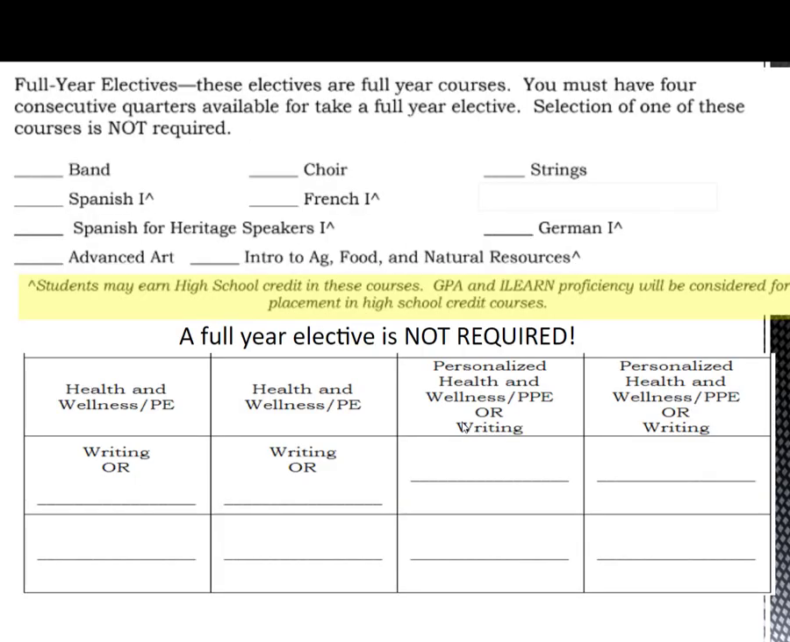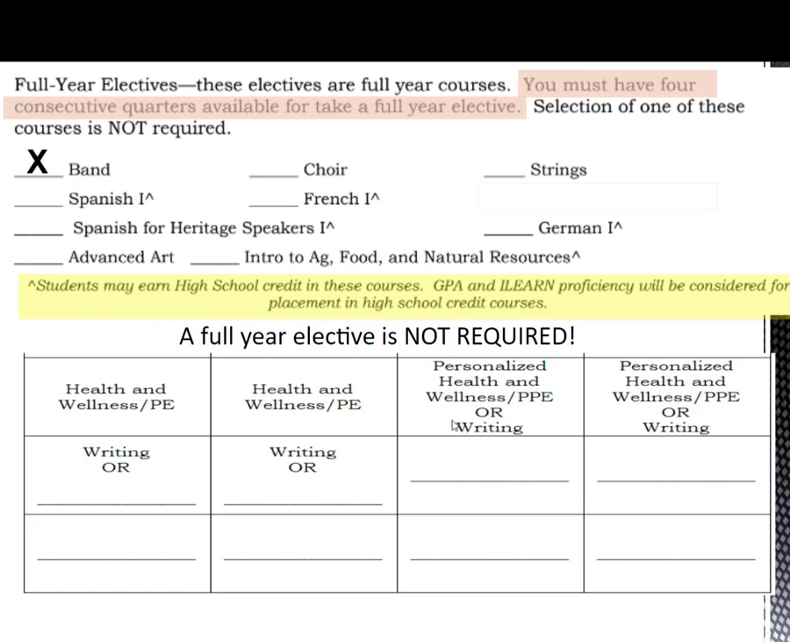So the first decision was health and wellness. Now your second decision is for your full year electives. Do I want to take a full year elective or not? You must have 4 consecutive quarters available to take a full year elective. So it is possible to take 2 full year electives, but if you're going to take 2 full year electives, then you cannot take personalized health and wellness and PE.